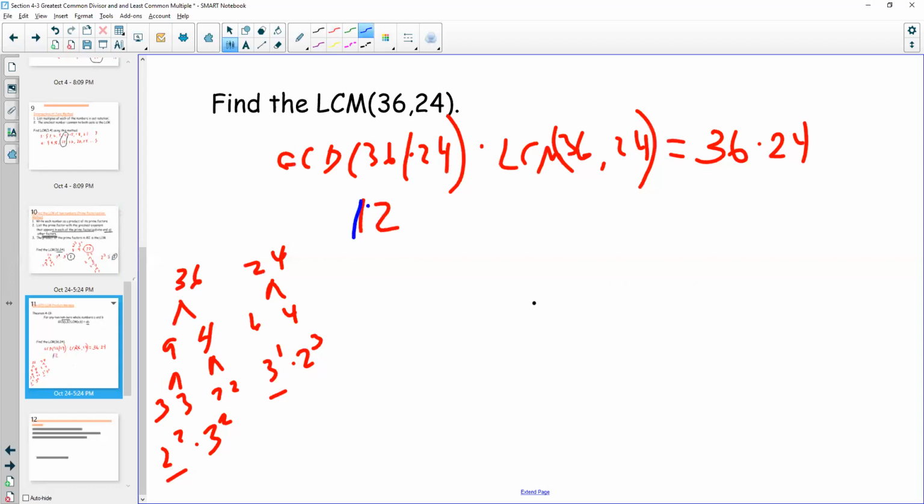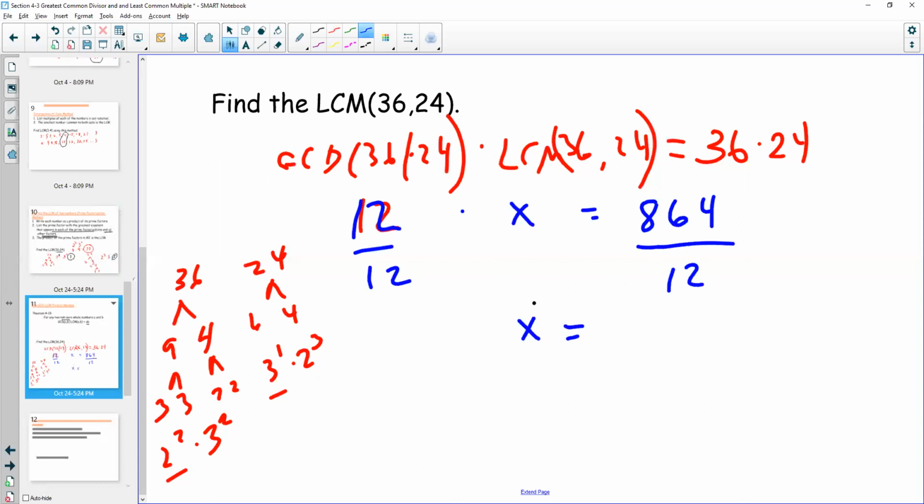I'm going to write it in a different color. I don't know the least common multiple. I'm going to call that x, and 12 times x is equal to 36 times 24. Well, 36 times 24 is 864. Now all I have to do is divide both sides by 12. 864 divided by 12.